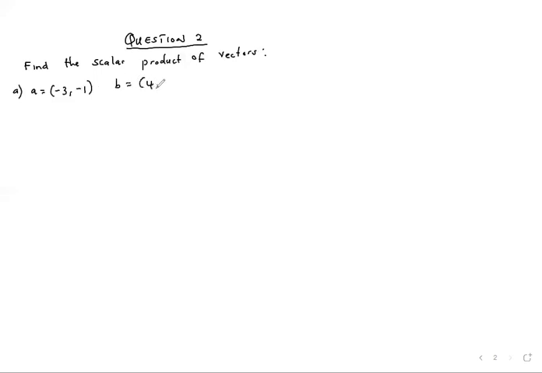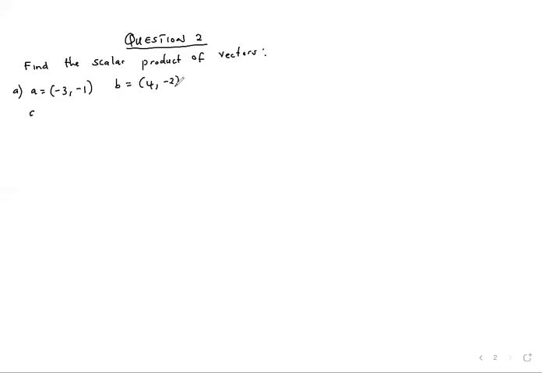Okay. Question 2a. Find the scalar product of vectors A is equal to (-3, -1), B is equal to (4, -2).